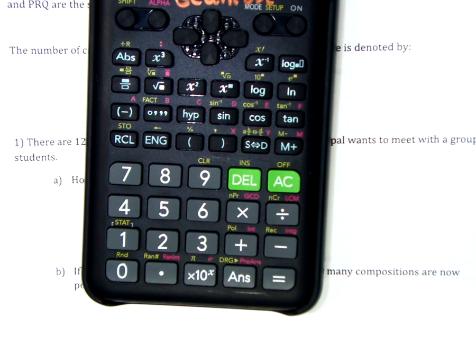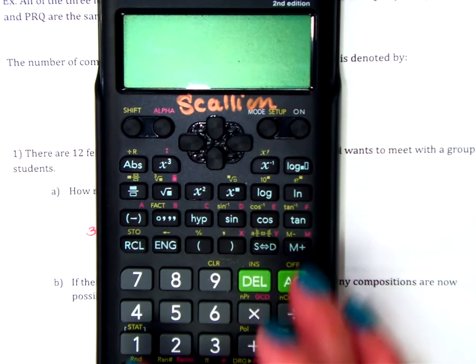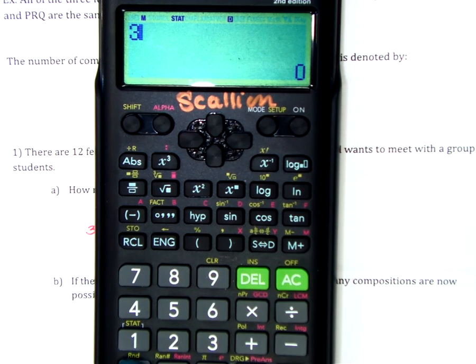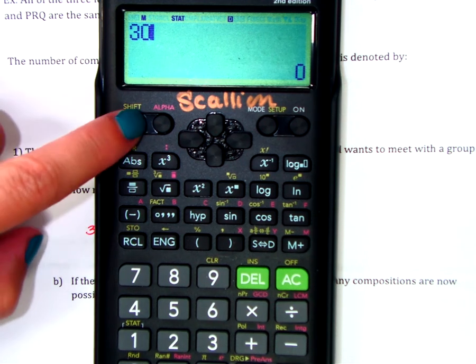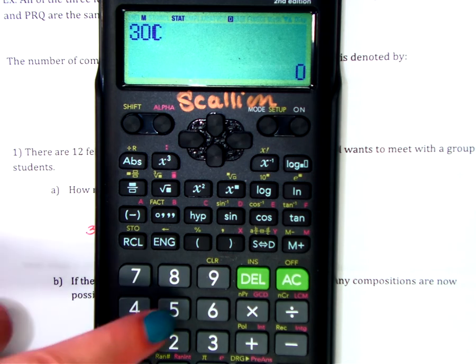What do I do if I don't have it? You do the formula. When in doubt, do the formula. So it's 142,000? Okay. If I put this into my calculator, I'm going to put in 30, because that's my n. Then I go shift, divide, and it puts in my letter C. Then I put in my r, and so that's 5.